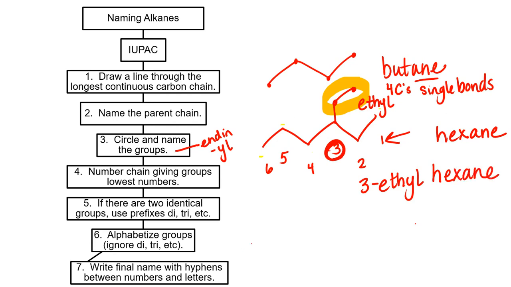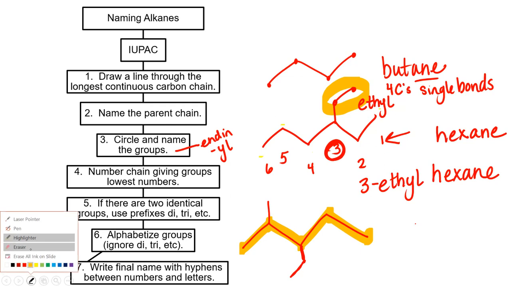Let's try another example. Now we're going to look for step 1, the longest continuous carbon chain. We're going to draw a line through it with our pencil. This is the longest chain without picking up our pencil. So 1, 2, 3, 4, 5. So we get pentane left to right.